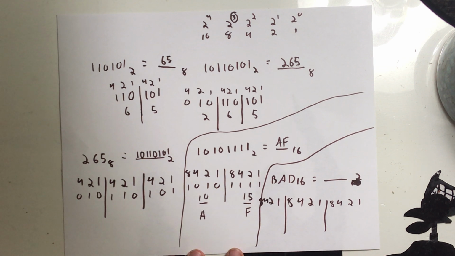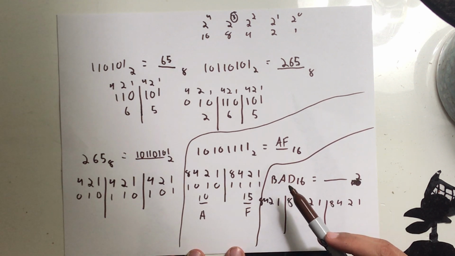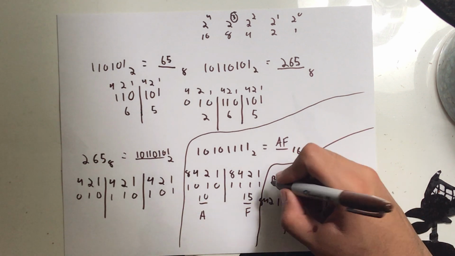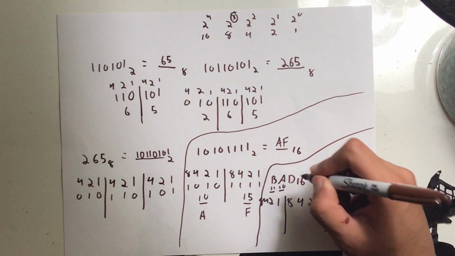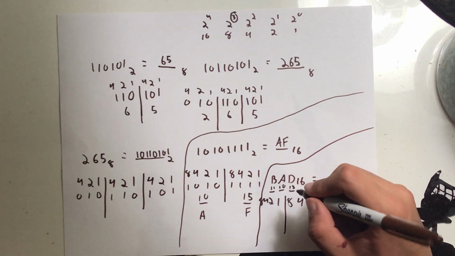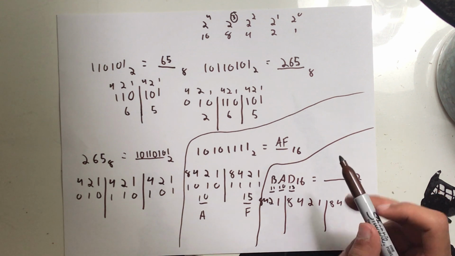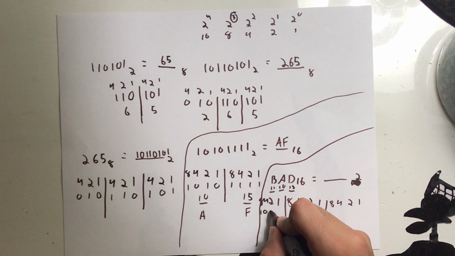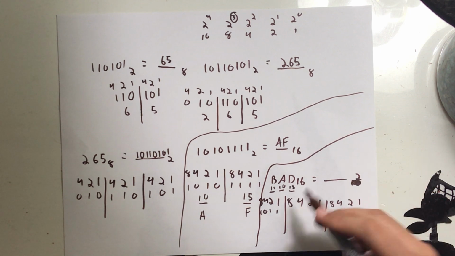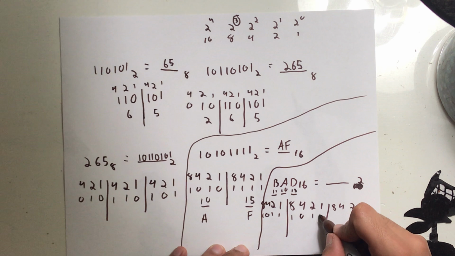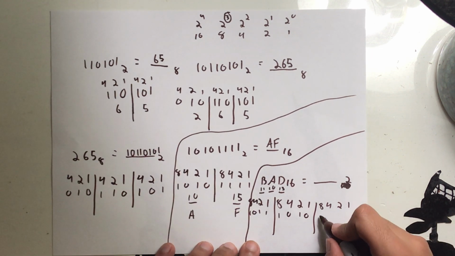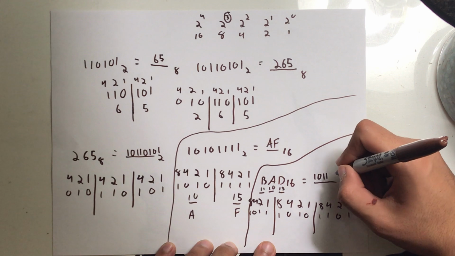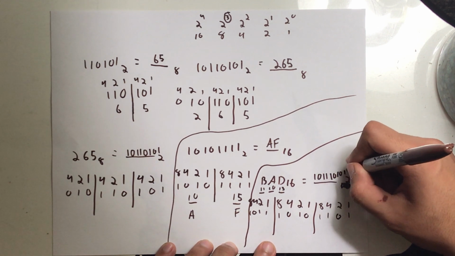Okay, so B we said was 11, right? Because A is 10, B is 11. So actually what I'm going to do is write 11 right here. A is 10 and D is 13. This makes it a lot easier for our work. So what combination of these numbers can give me 11? I know 8 plus 2 plus 1. So 1, 0, 1, 1. What combination can give me 10? 8 and 2. And what combination can be 13? 8 and 4 is 12, plus 1 is 13. So my answer is going to be 1, 0, 1, 1, 1, 0, 1, 0, 1, 1, 0, 1 in base 2.